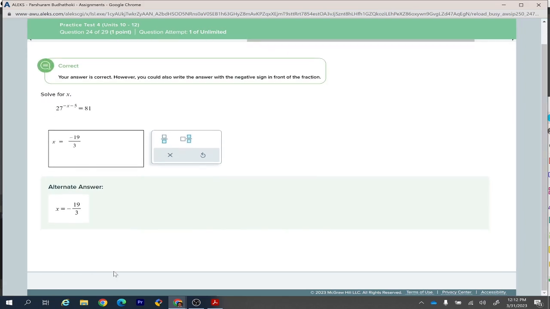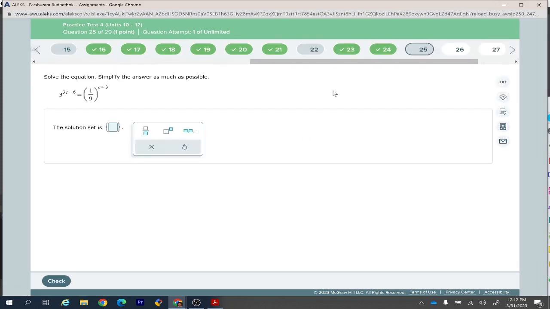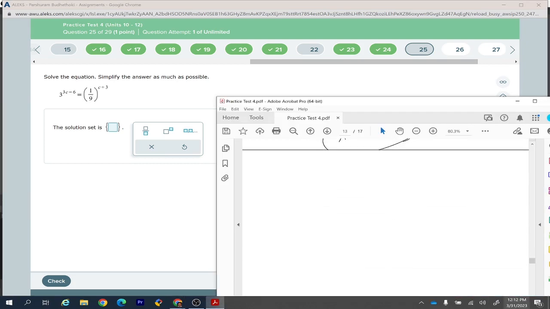Great. Let's go to the next problem here. Problem number 25. Exactly the same thing. 3 to the power 3c minus 6. This 1 over 9 can be written as 9 to the power 1. What I'm trying to say is this 1 over 9 is actually 9 to the power negative 1.